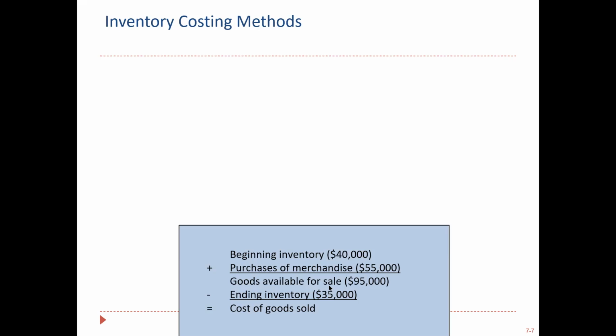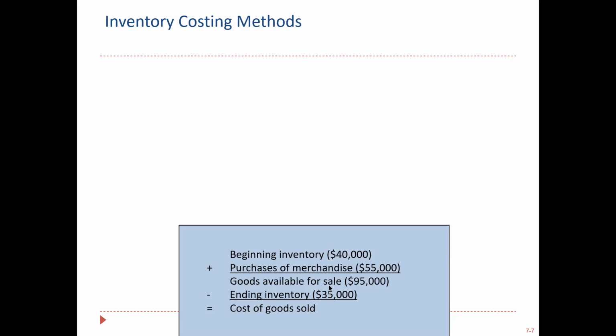Now, clearly, neither of these methods are going to mimic the physical movement of the goods. That's not the point of this. These are 4 different choices companies have, and we'll talk a little bit about why you would choose one over the other and when you have to use one or the other.